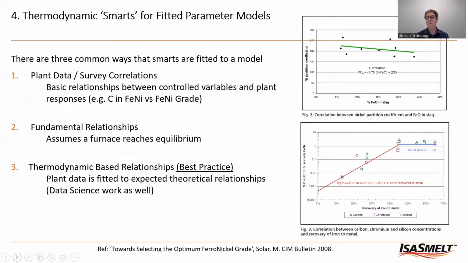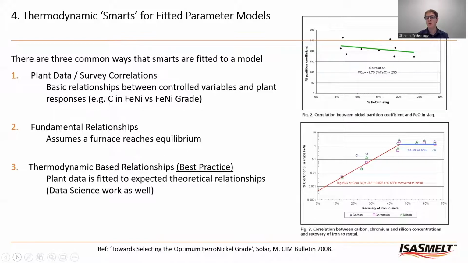The first one is from our pilot plant data or our full-scale plant data, surveys and correlations. So this is basic relationships between your control variables and plant responses, such as matte grade and things like PSO2 in the off-gas, and trying to create and fit parameters that link. You can see that in the figures on the right there. In the top one, they're showing nickel partition coefficient versus iron oxide in the slag. The challenge with these particular models and fits that we put into our simulations is they don't necessarily pick two variables that work really well together.